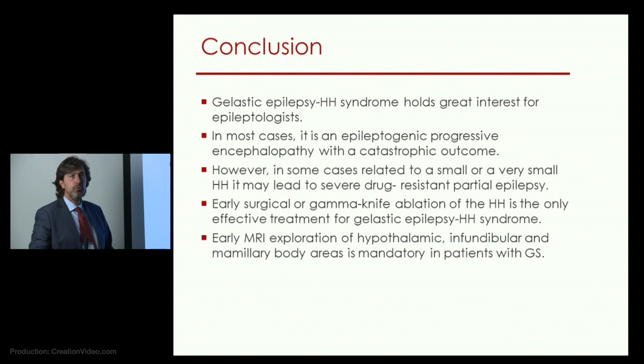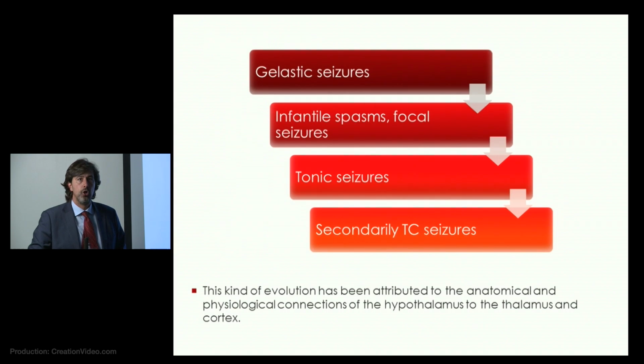Okay, let's move to the conclusion. Again, I would like to point out that gelastic epilepsy and hypothalamic hamartoma syndrome is of great interest for us because it is a complex disease. It's a complex disease because we have several signs and symptoms, and it's really challenging to treat them both with medication and with surgery. Surely early surgery is something that should be considered in these patients because the more seizures and the more time we leave them, the worse outcome we will have from a cognitive point of view.